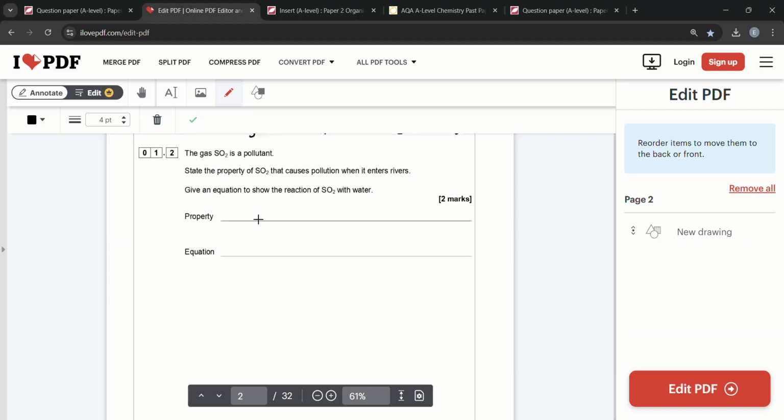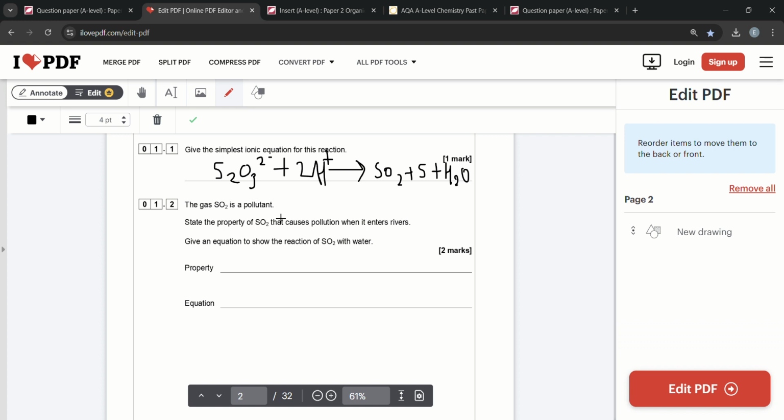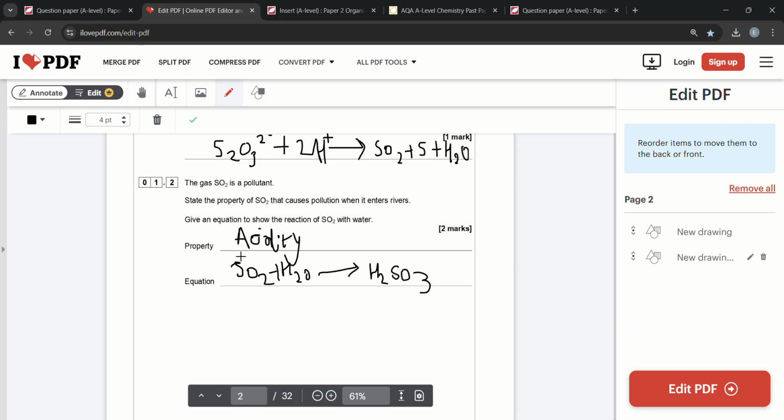So the property that causes pollution that enters rivers: acidity, and the reaction of SO2 with water, SO2 plus H2O, to form H2SO3. That's it.